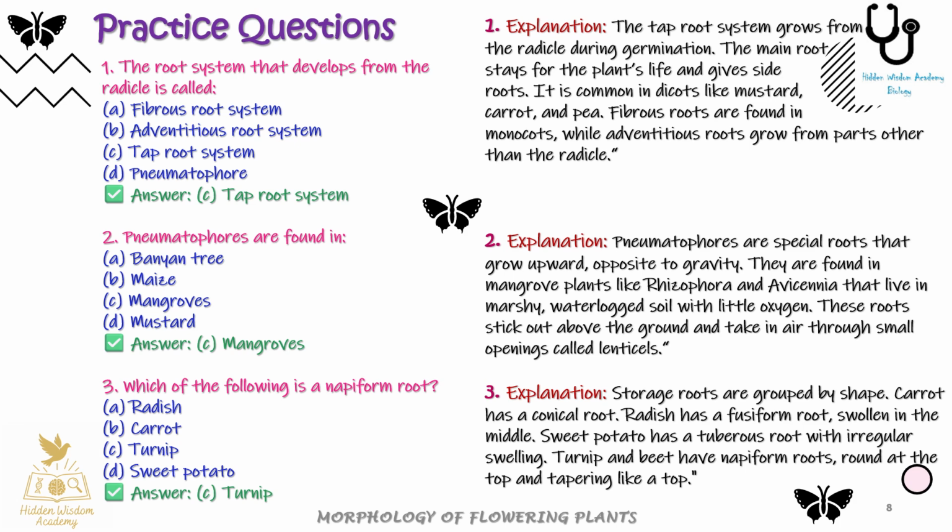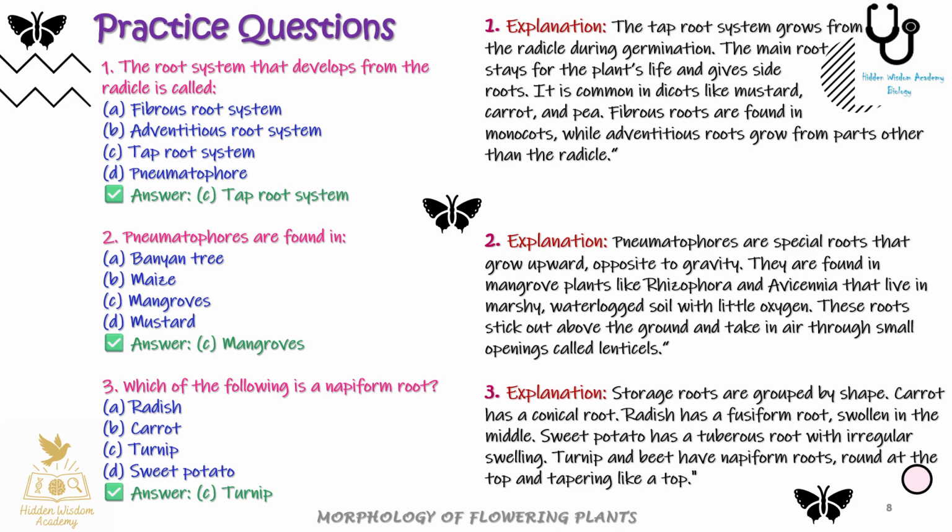Explanation. The taproot system develops from the radicle, which is the first root emerging during seed germination. The primary root persists and produces lateral roots and is usually found in dicot plants like mustard, carrot, and pea. So, option C is the correct answer. That is, the root system that develops from the radicle is called taproot system.